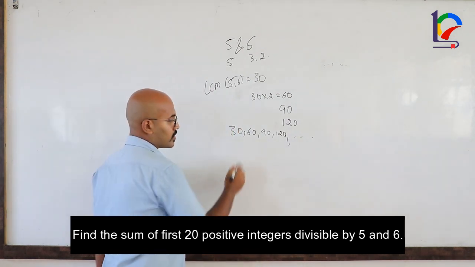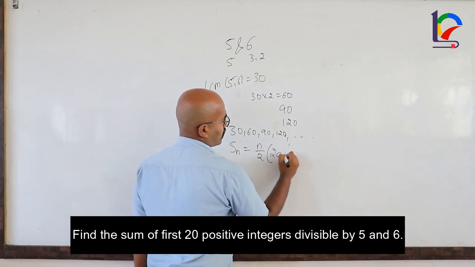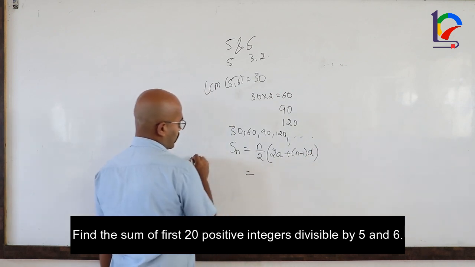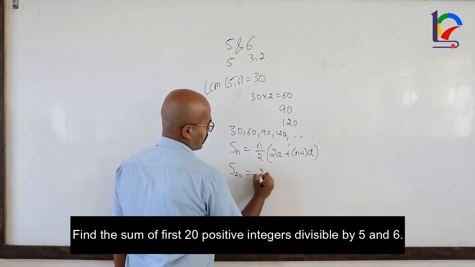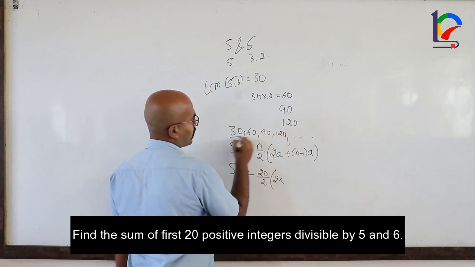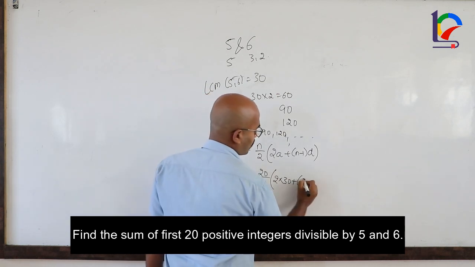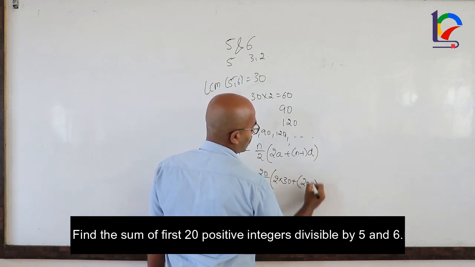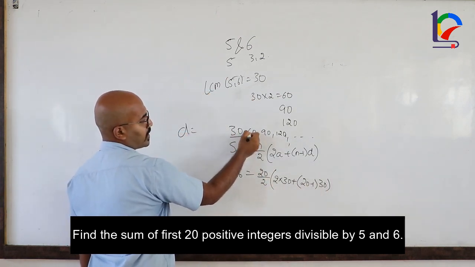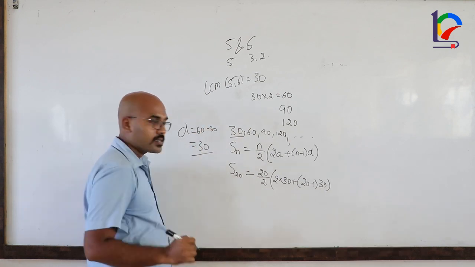So what is the sum of first n terms? Sn is n by 2 into 2a plus n minus 1 into d. What is the value of n? They have asked first 20. 20 by 2, 2a. What is the value of a? It is 30. Plus n minus 1, what is the value of n? 20 minus 1. What is the value of d? It is 30. Because d is second term minus first term. 60 minus 30. It is 30.